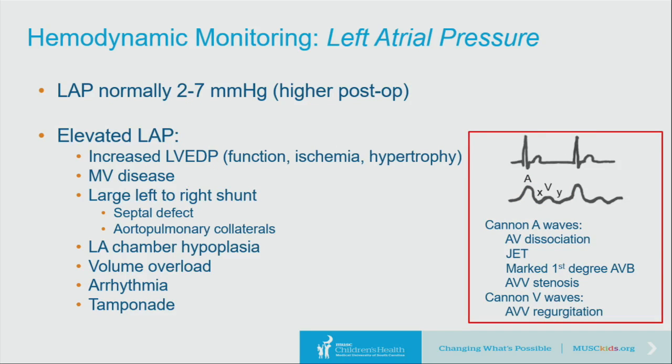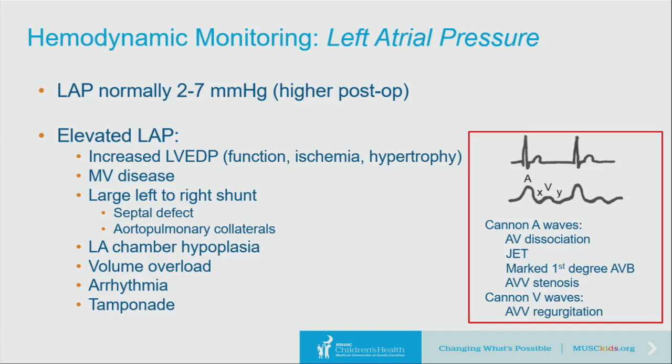What about your left atrial pressure? Normally in young children and infants, the left atrial pressure is about 2 to 7. It's typically a little bit higher than that after neonatal or infant cardiac surgery. So in the high single digits, maybe even 10, is an appropriate left atrial pressure. If your left atrial pressure is elevated, the differential diagnosis is listed on the slide here. Elevated left ventricular end diastolic pressure for a variety of reasons, mitral valve disease, a large residual left to right shunt that results in increased pulmonary venous return and filling of the left atrium. That could either be a septal defect or residual aorta pulmonary collaterals. Generalized volume overload will elevate your left atrial pressure, as will arrhythmia and tamponade.